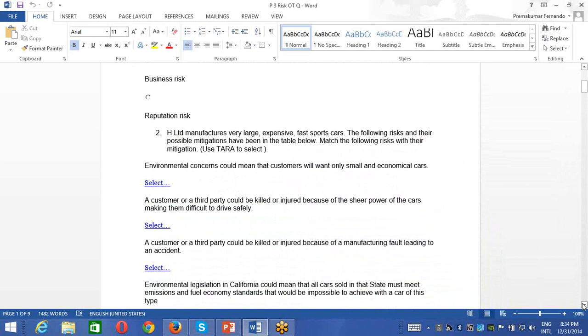Next one. A customer or a third party could be killed or injured because of the sheer power of the cars, making them difficult to drive safely. What do you think you will do? So that's a risk you can transfer to an insurance company, or accept. I was confused whether that would be transferring the risk to an insurance company or accepting that risk, because now look at that scenario.